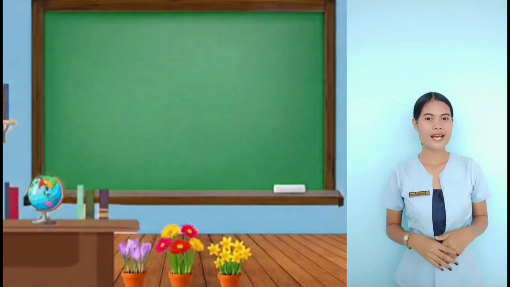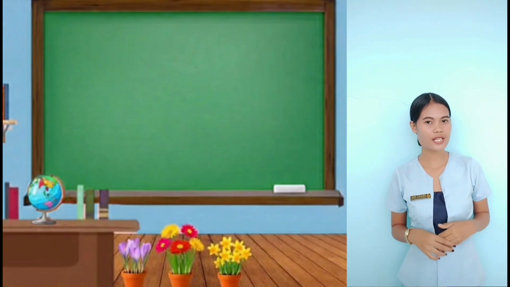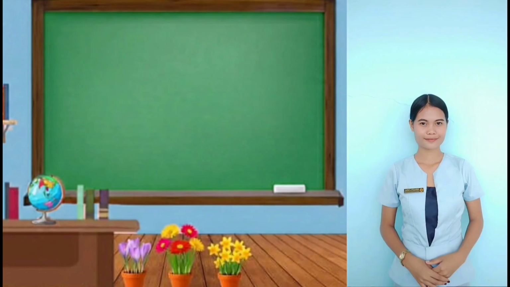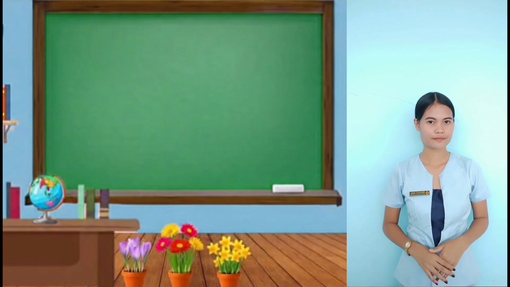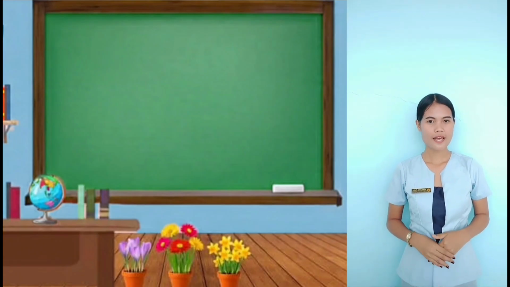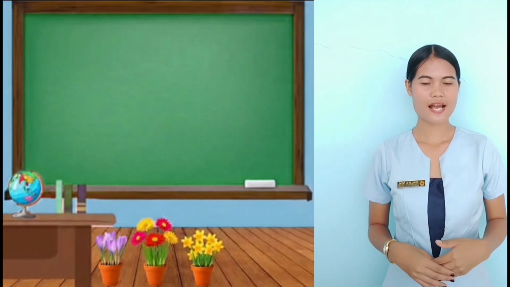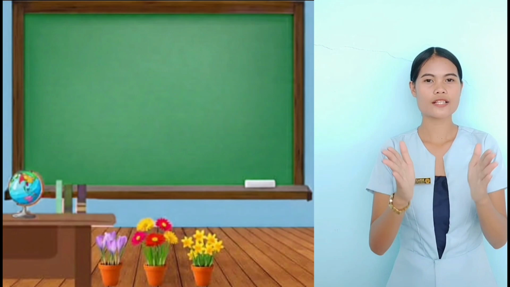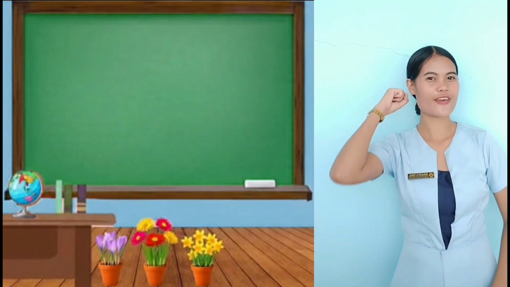Okay class, now I will ask you, what have we discussed today? What is an odd number? What is an even number? Okay, let's give ourselves a very good clap. 1, 2, 3. 1, 2, 3. Very good.